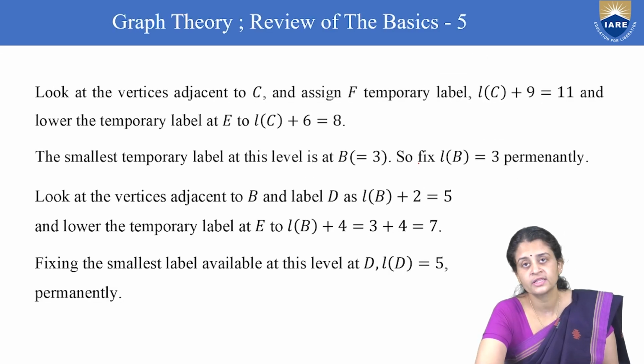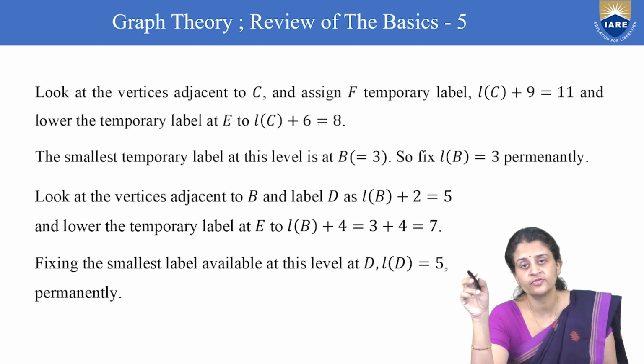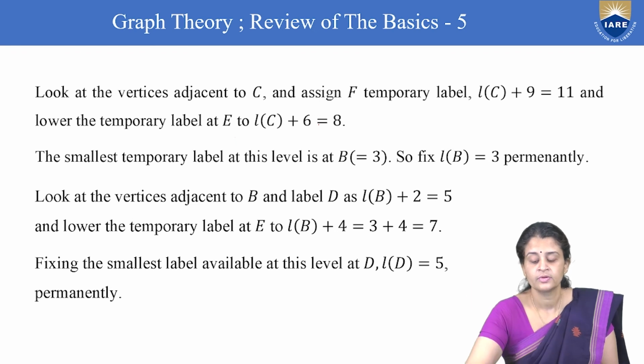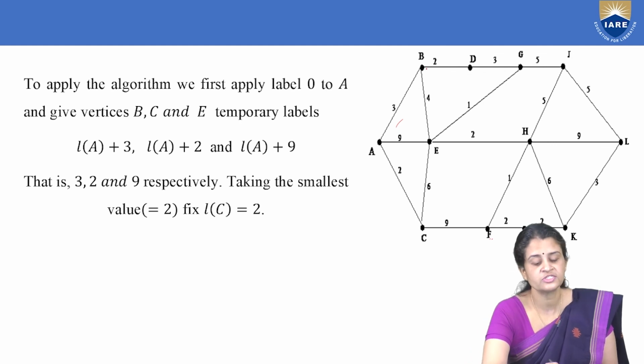We lower the temporary label of E to 8. Then the smallest temporary label at this level is at B, so we fix B at 3 permanently. Now what are the neighbors of B? It is D and E. Here we have 3 plus 4, 7, and here 3 plus 2, 5.